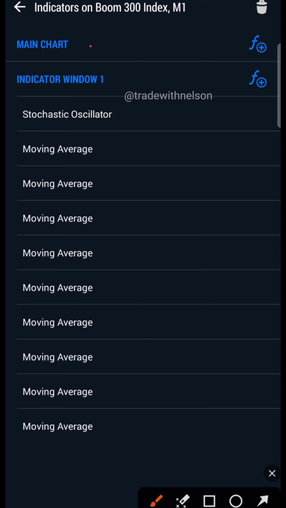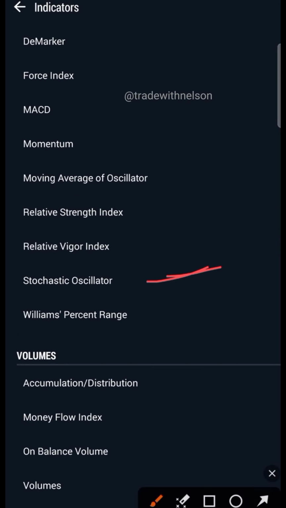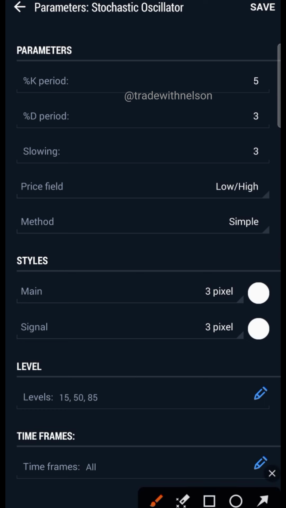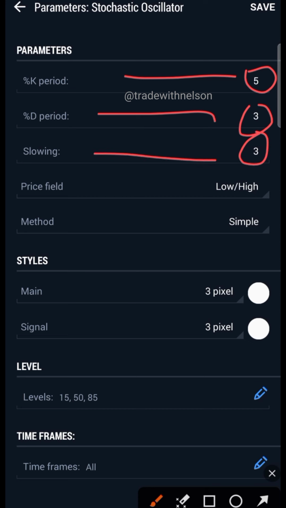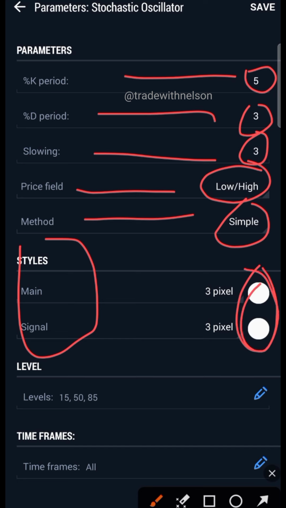To select that, you click on the F icon on the main chart, you scroll down, this is stochastic oscillator. If you click on that, you make your K period to be 5, D period to be 3, slowing to be 3, price field to be low/high, method to be simple. Style, you don't really need it, so you have to come to the color and choose the color to be the color of your background. As you can see, I use white, so I make the color white over here.